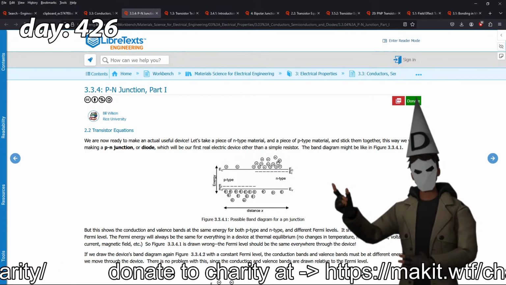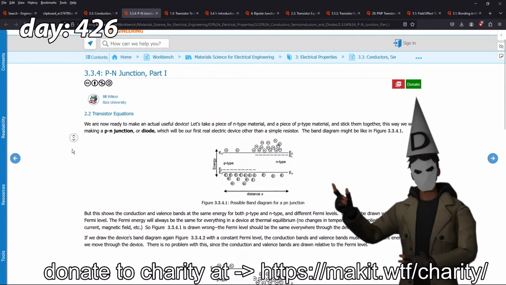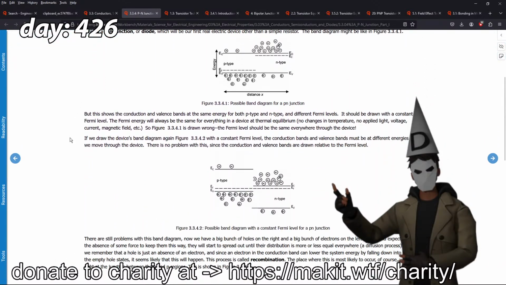Who knows? We're learning transistors. Oh no, this is okay. This is great. This makes so much sense.